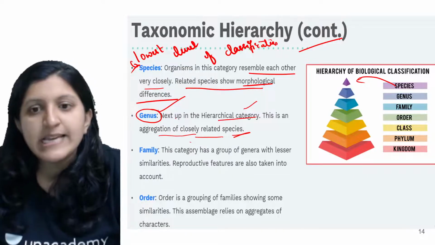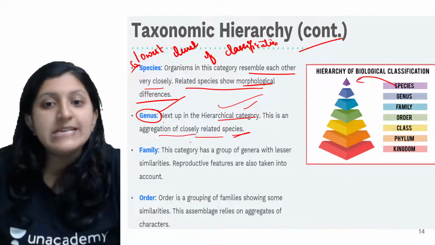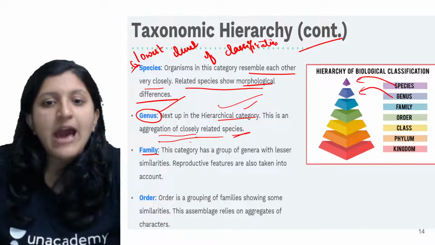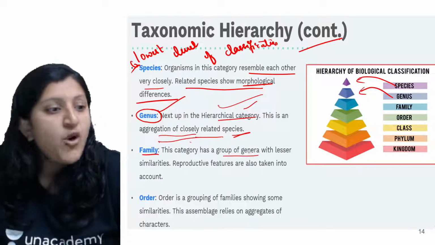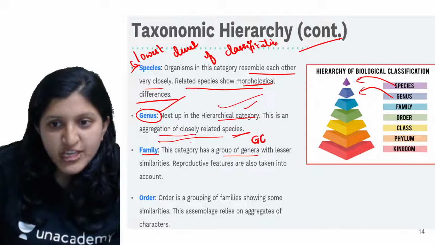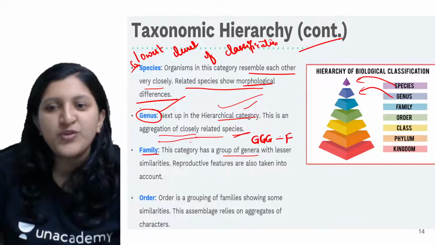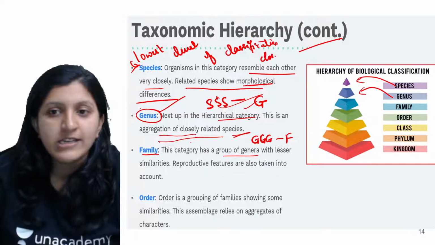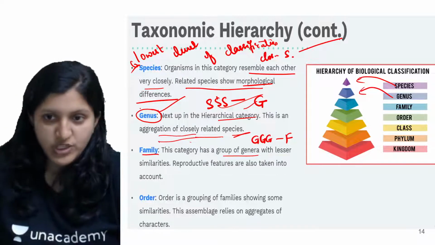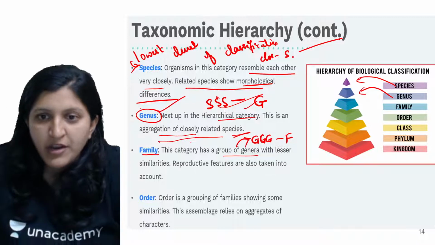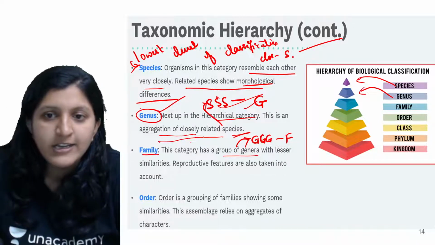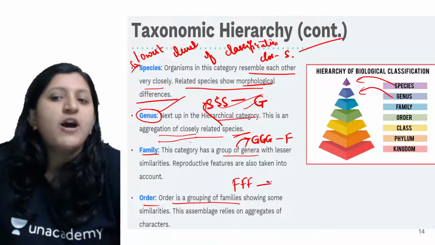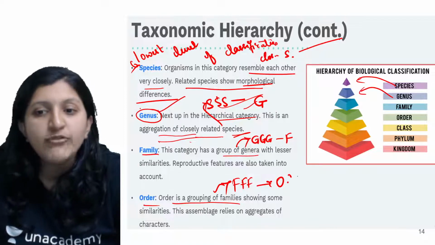So the genus is next up in the hierarchical category. It is an aggregation of closely related species. Next we have the family. This category has a group of genera, so many genera together form the family. Many of these species together form the genus, where you can find closely related species. So the family has a group of genera, and the genus has closely related species. Next in the order, an order is a group of families. Many of the families make up the order.